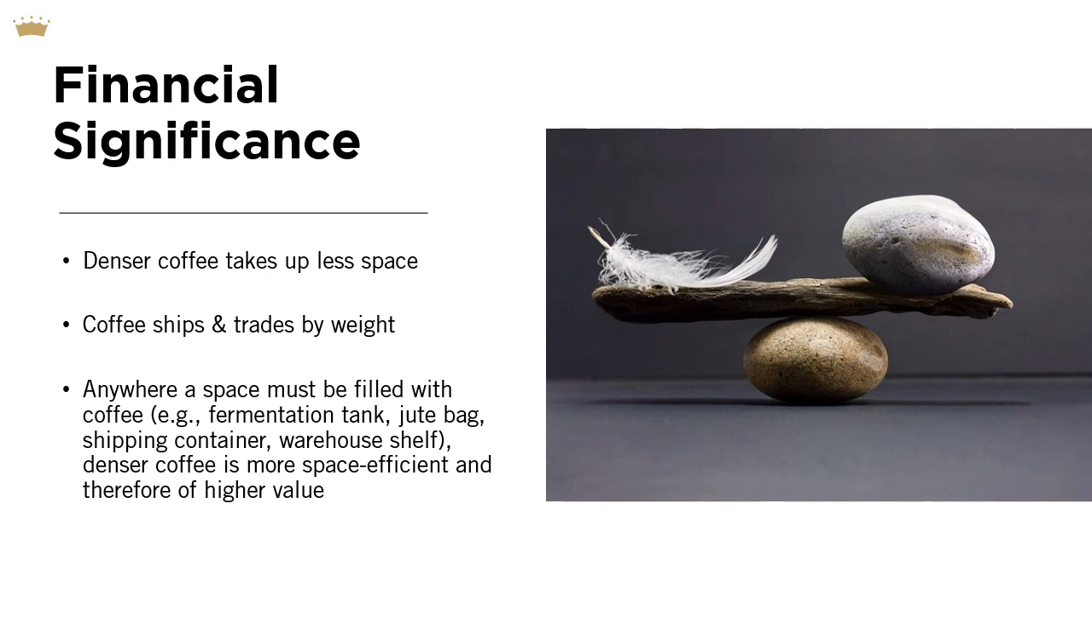Likewise, a 60 kg bag of low-density coffee weighs exactly the same as a 60 kg bag of high-density coffee. The difference is that it takes more low-density coffee beans and more space to equal that 60 kg. Consequently, higher density coffee is more valuable. If you're filling a three-dimensional space like a fermentation tank, a drying table, a jute bag, a shipping container, a warehouse shelf, a storage bin, etc., you'll fit a heavier load of coffee into that space if it's higher in density. It's more efficient for both storage and transit.